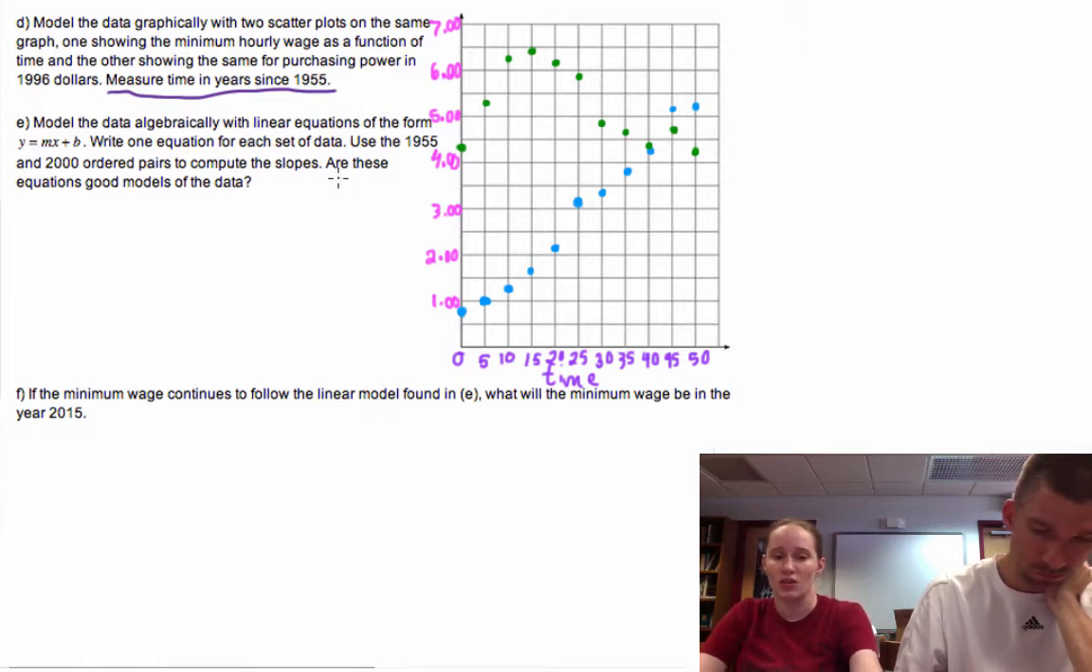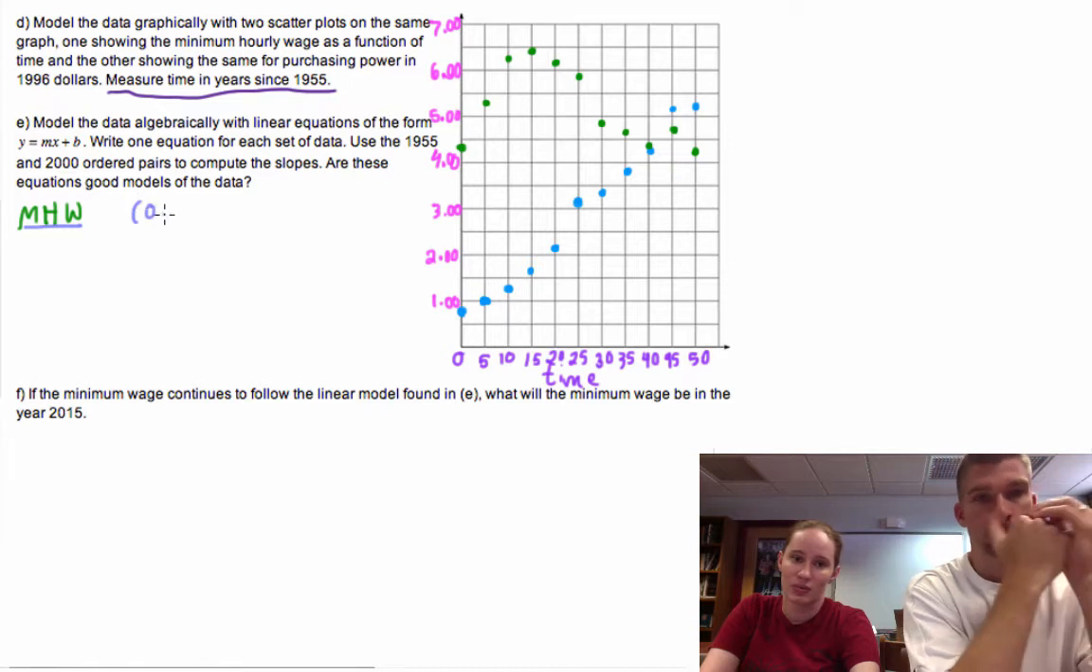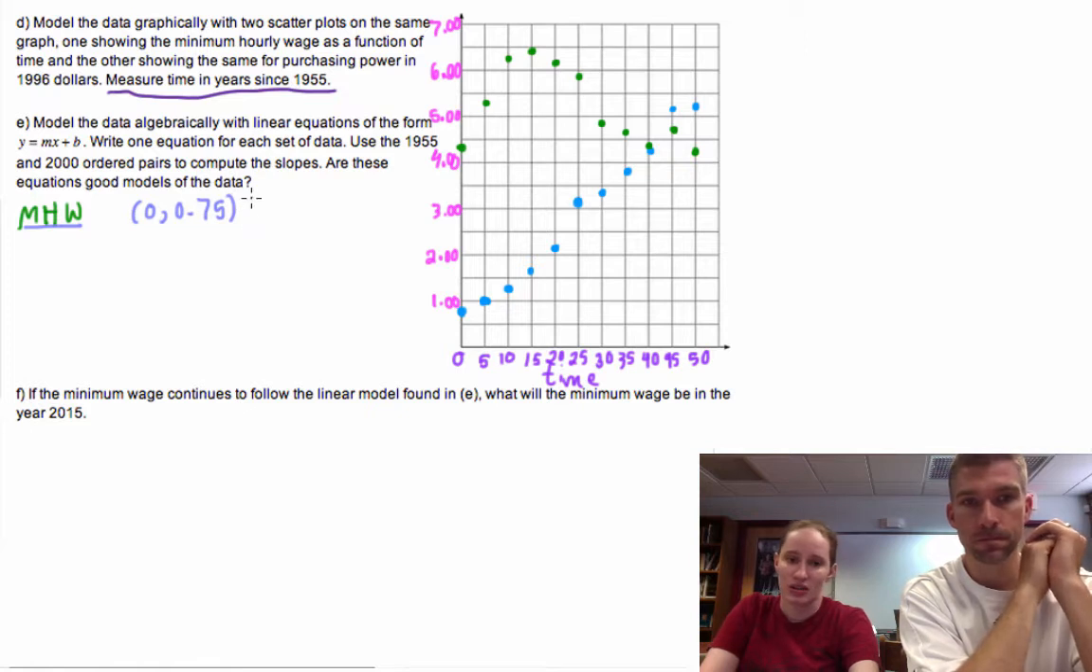So in 1955, for our minimum hourly wage, I guess I should have switched back to blue for that. If we use the 1955 data point, that's (0, 0.75). And then the 2000 one would be 45 years after we started, when we are making 5.15. Now, why would we pick these two data points?